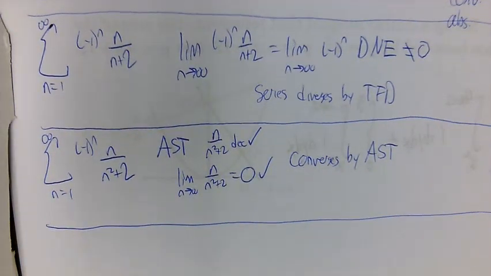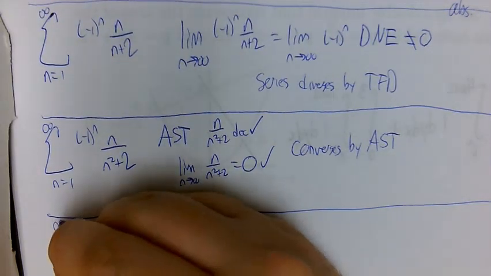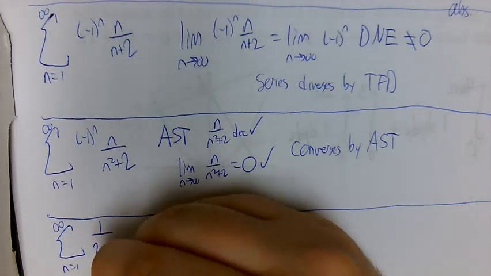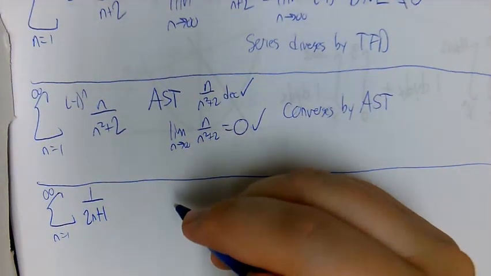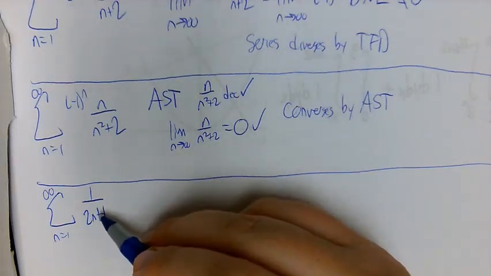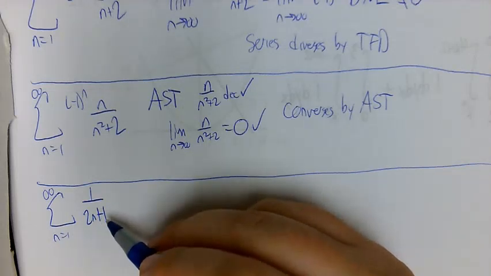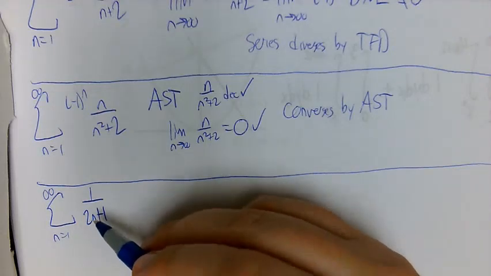Alrighty. Let's try a very simple looking one here. 1 over 2n plus 1. Alright, now let's see here. Now it may be tempting to say something like, oh, well, this is obviously going to be like the harmonic series, so this is going to diverge by the p-test. But remember, this isn't exactly a p-series, so we can't quite say that.